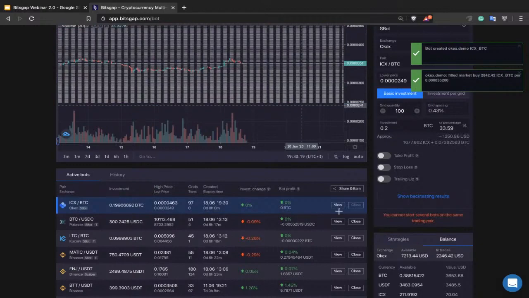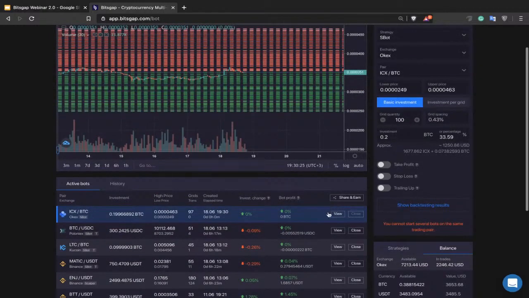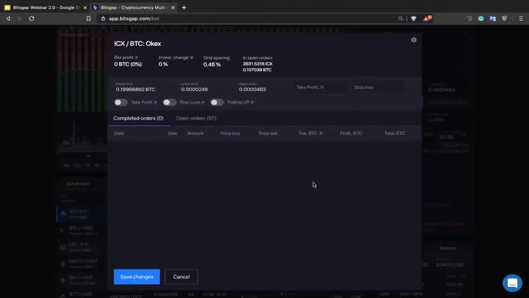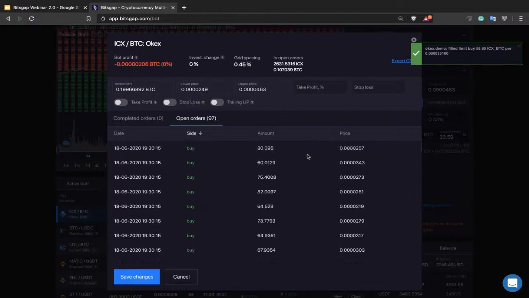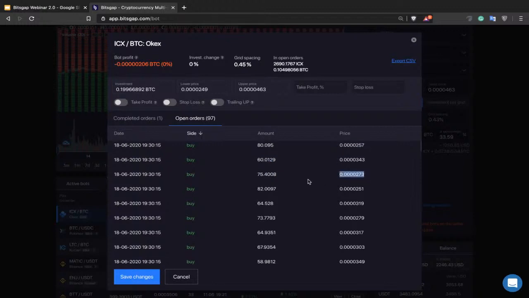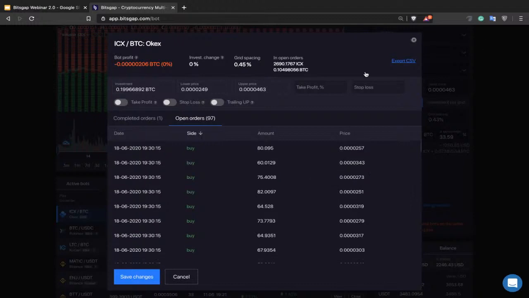So here we go. Let's click on the view button now and see how many open orders we have. So we have 97 open orders. That's exactly the amount of grid levels that we set. And here we have the buy side, and we have the sell side. And here we have the proportionate distribution by the price. So the lower the price, you see, the higher is the amount to buy. The higher the price, the lower is the amount to buy. And if we multiply that amount, in this case ICX, by the price, which is now in BTC, we're gonna get the same investment allocation as if we would multiply 60 by that price, and then again 75 by that price. So that's equal distribution implemented in the SBOT strategy.